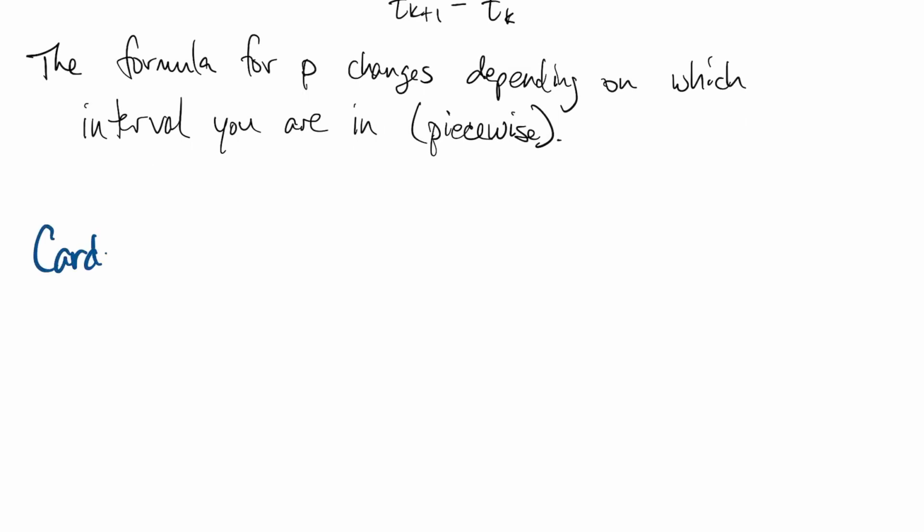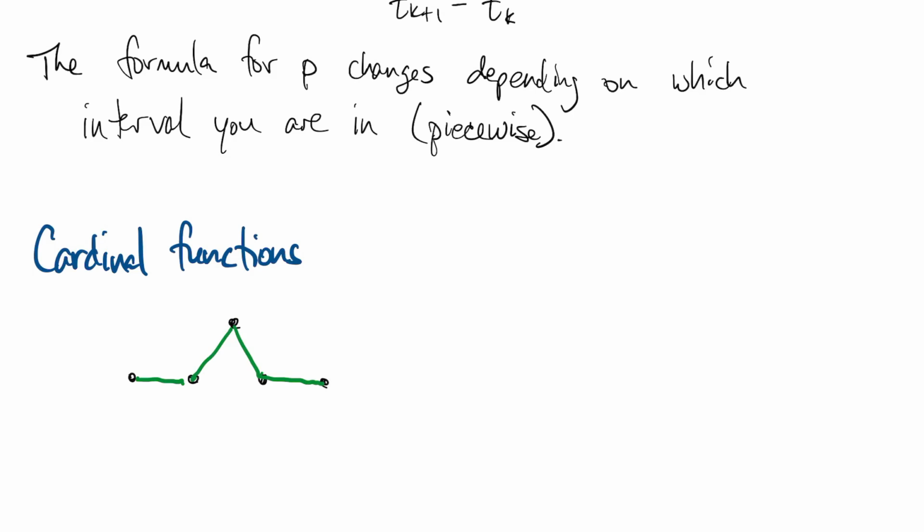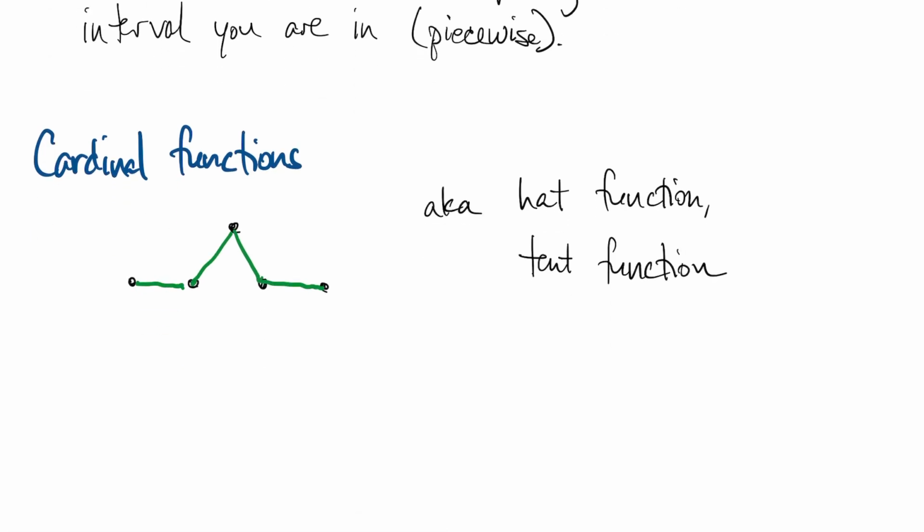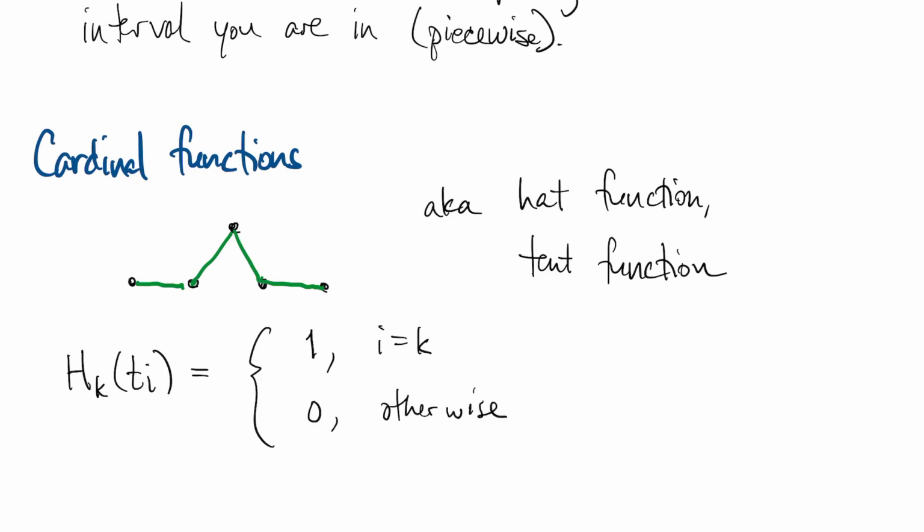In the last section, we took a look at the cardinal functions for piecewise linear interpolation. That's 1 at one node and 0 at the others. These are also called hat functions or tent functions for graphical reasons. The hat function is characterized by being 1 at node tk and 0 at all the other nodes.